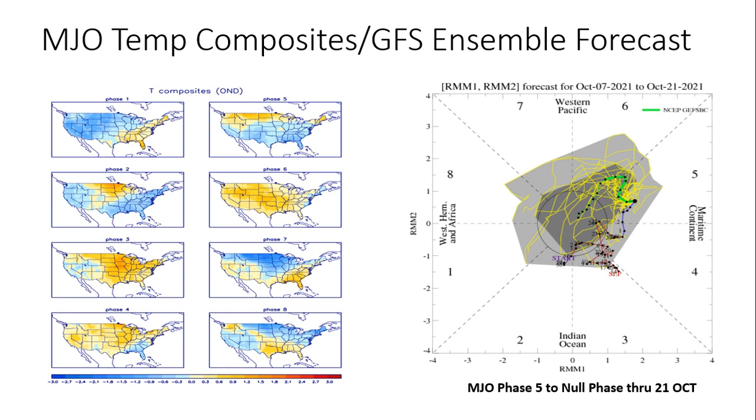We're looking at the GFS Ensemble forecast on the right, and you'll notice the lighter green line there. That generally indicates that we're currently in a phase 5 of the MJO. Over time, you notice how that green line goes back towards the center origin point of the diagram, that smaller inner circle at the center of it. That means we're going to go from MJO phase 5 to a null phase by the 21st of October. This is the latest GFS Ensemble forecast.